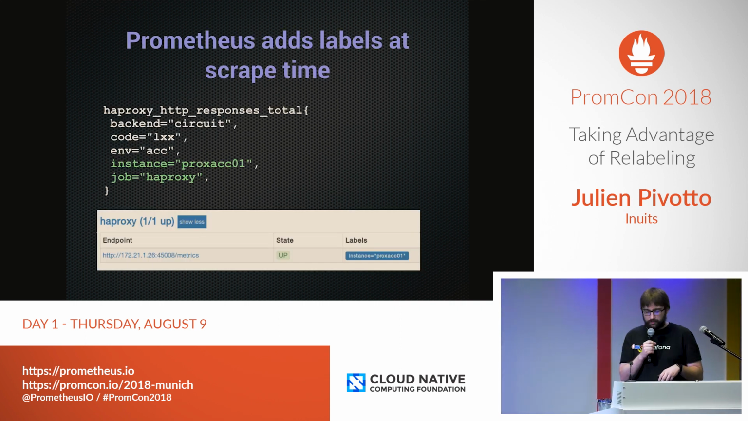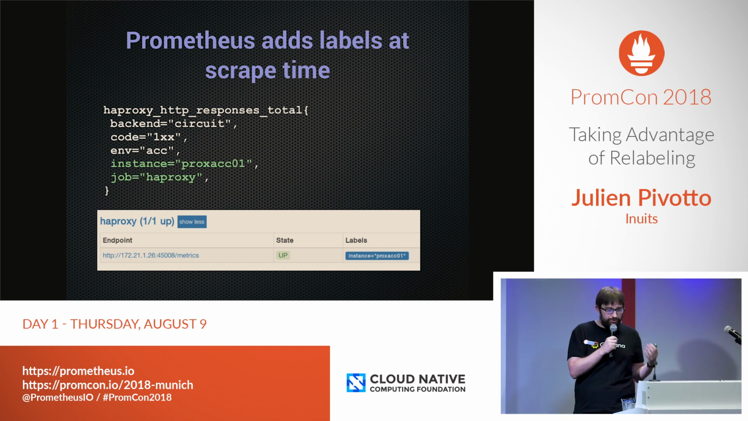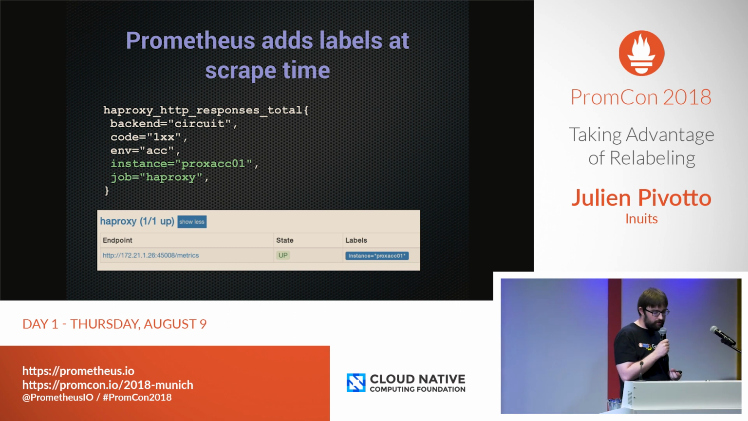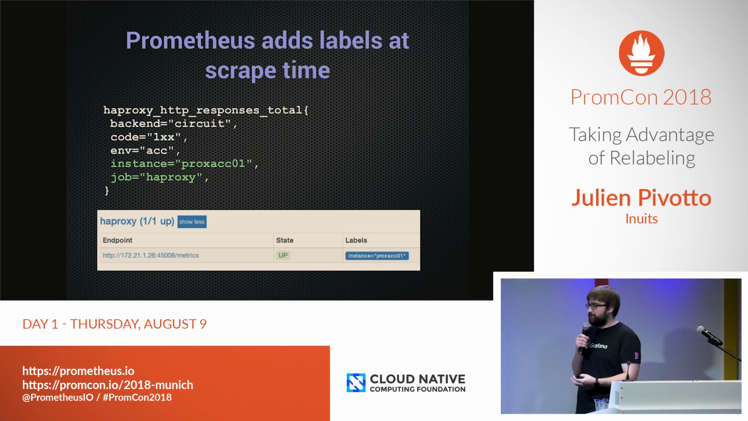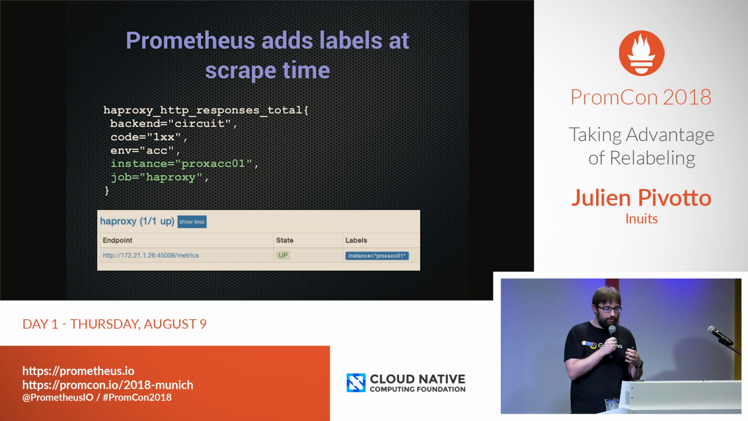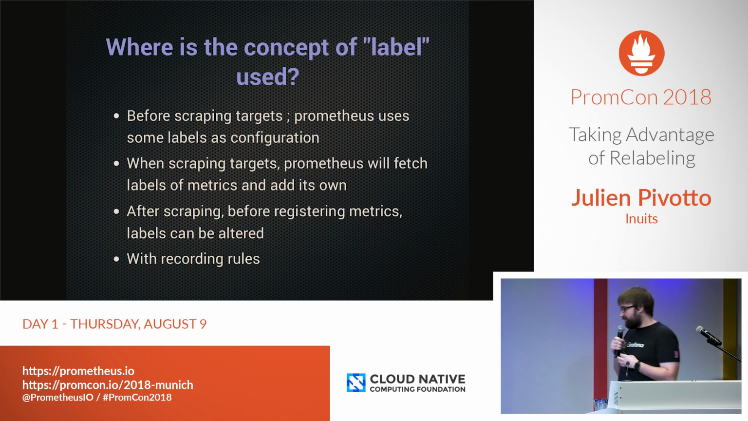Prometheus itself also adds some labels when it scrapes metrics, like a job and an instance label. You can also add static labels in the job configuration, so that you always have labels attached to your metrics. Well, you should at least. But labels are more than that.